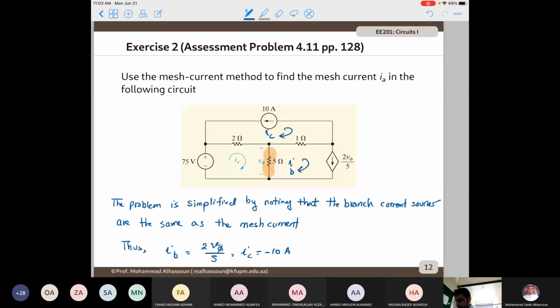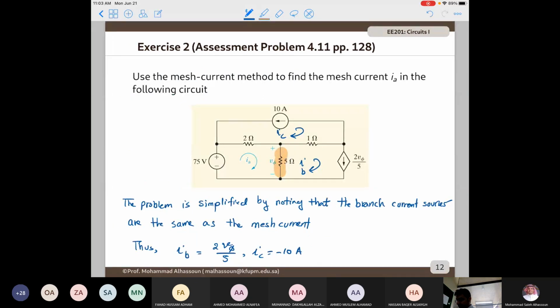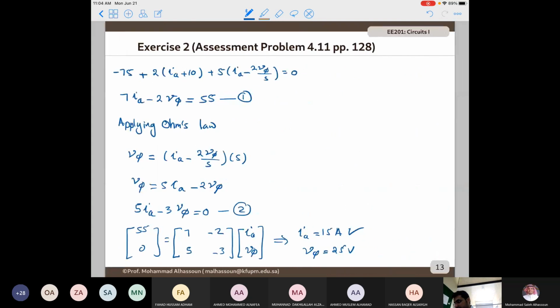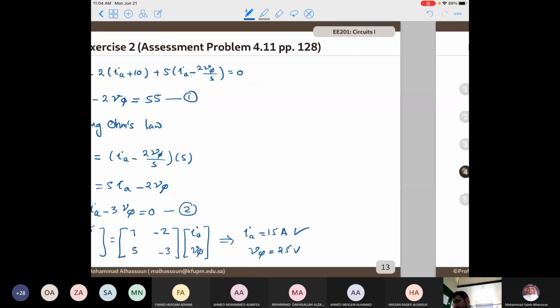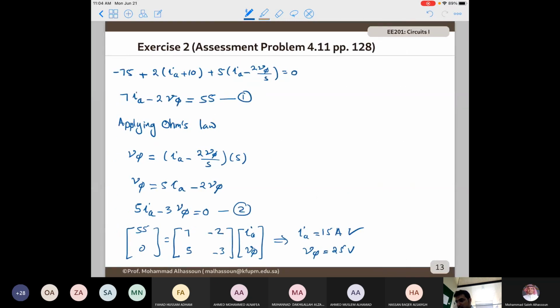Okay, very good. So we considered 2 scenarios. The first one is to apply the super mesh directly. The second one is that since we have 2 current sources that are equal to the mesh current, the number of equations is reduced. If you did not notice this, you would probably end up with 4 equations and 4 unknowns, actually more than that, so you need to do some sort of elimination.